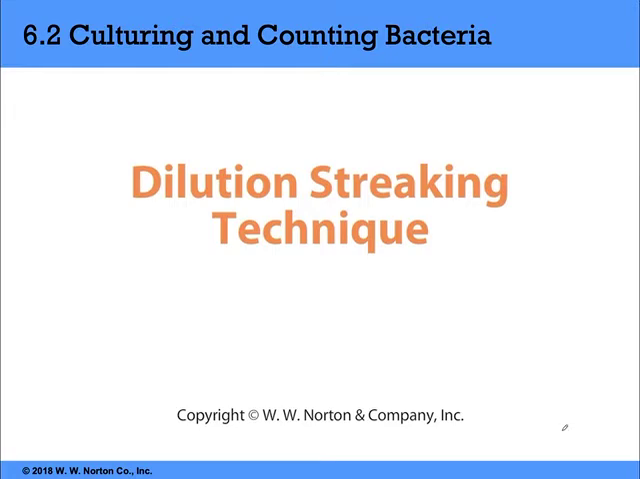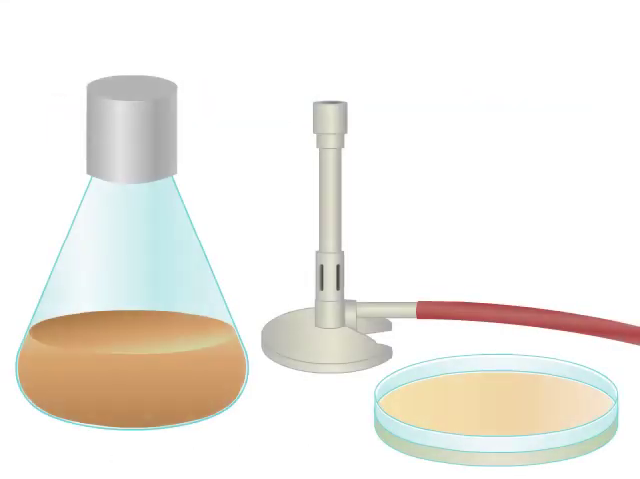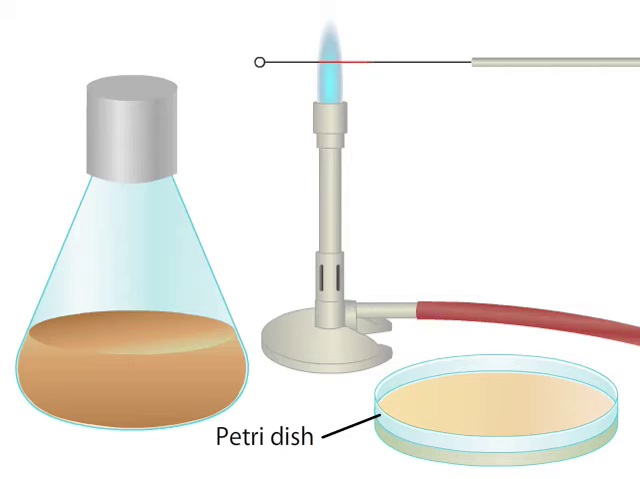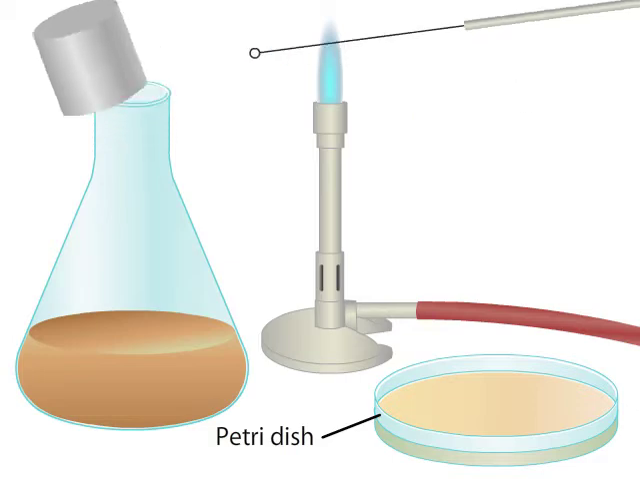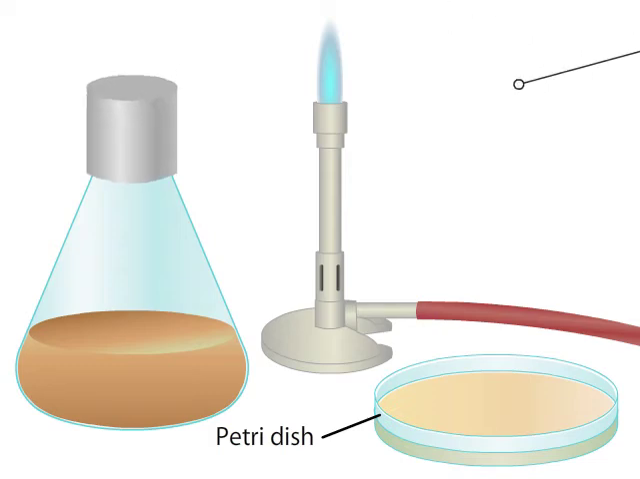Let's take a look at dilution streaking. Agar medium in a petri dish provides a large flat surface on which a mixture of microorganisms can be streaked to separate individual cells. In the dilution streaking technique, an inoculating loop is sterilized in a flame and allowed to cool. The loop is used to collect a drop of liquid from a bacterial culture. With the loop held flat on the agar, the drop of liquid is streaked across a region of the agar plate's surface. As the loop moves, organisms begin to rub off the loop.